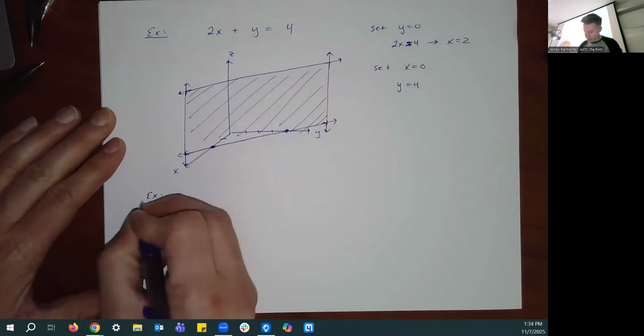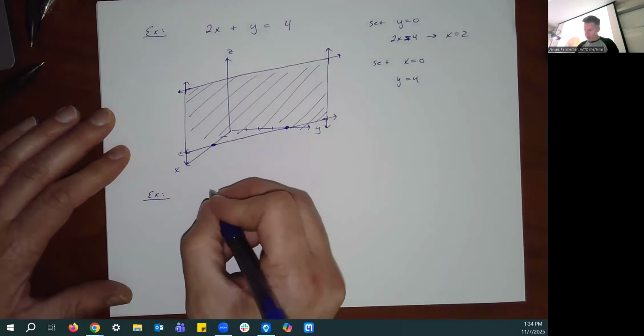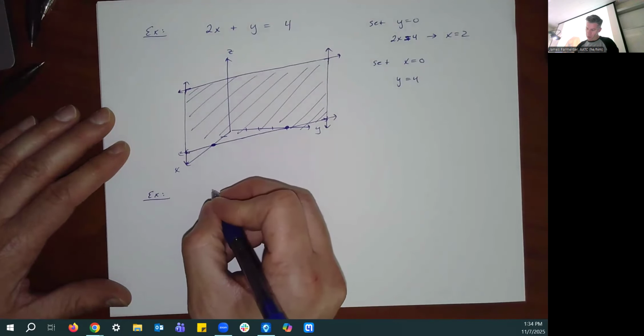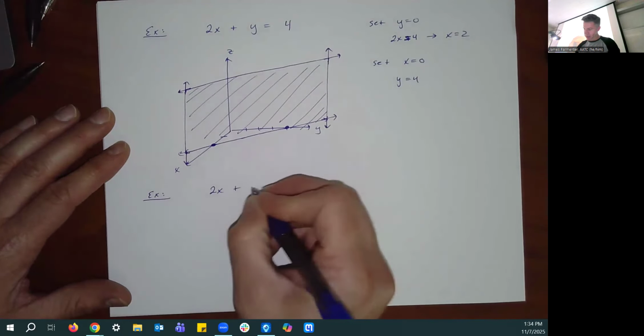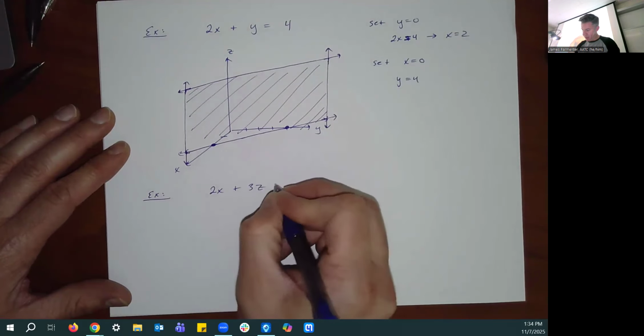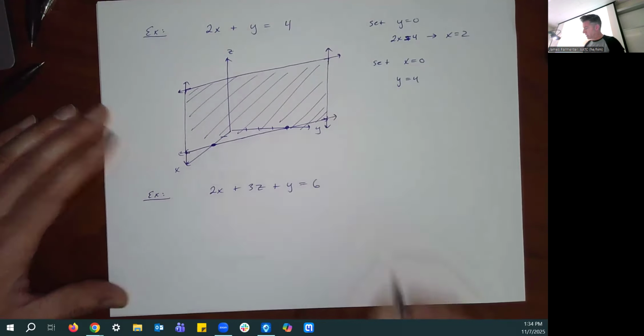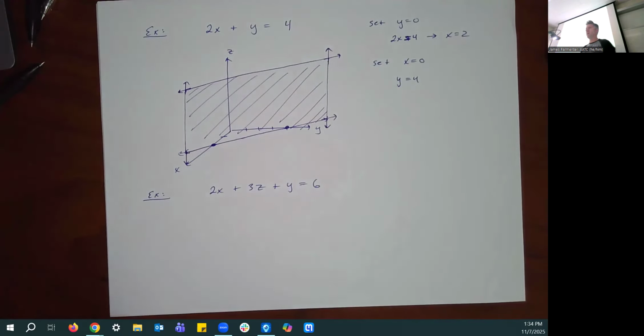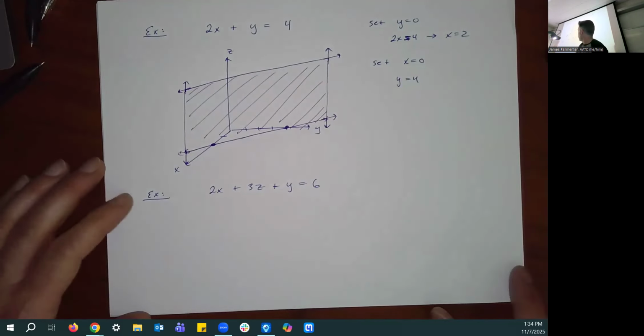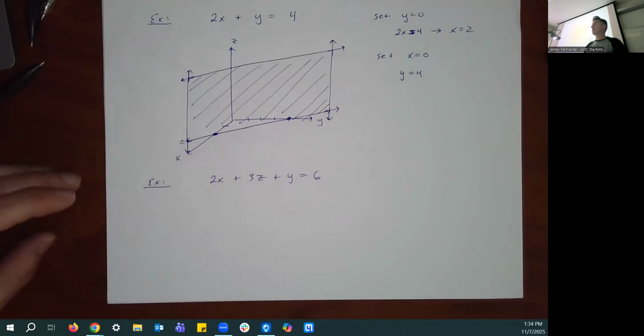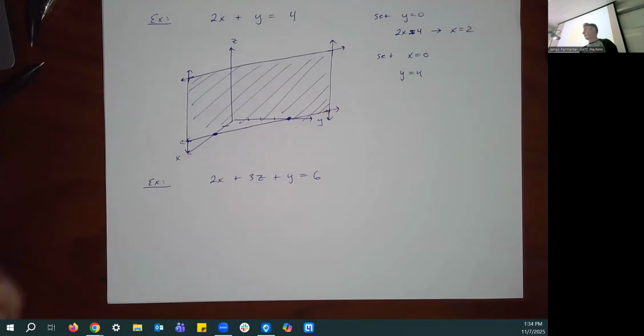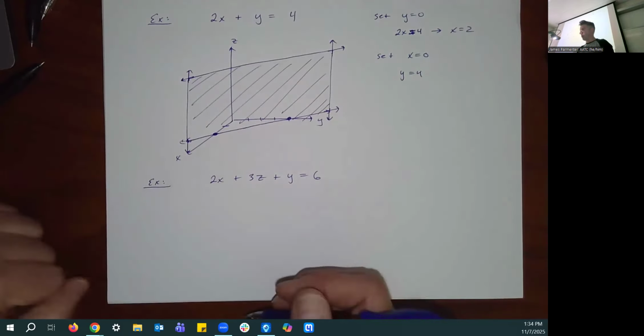So here's another one that's actually even easier. Let's say we have 2x plus 3z plus y equal to 6. And I've annoyingly written it out of order. It doesn't really matter that much, but I should do better. You should write your variables in lexicographic order, also known as alphabetical order, if you can. It's not super important, but it feels wrong to write them out of order.